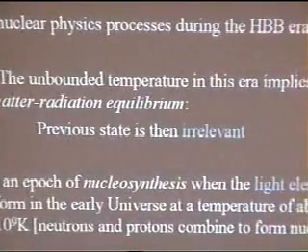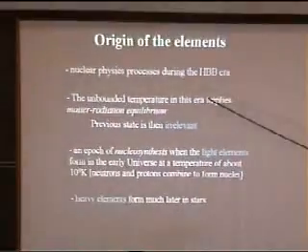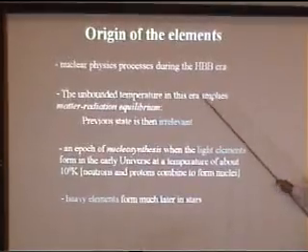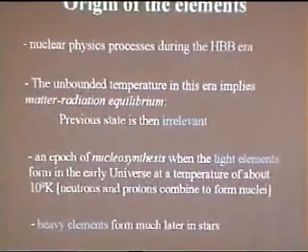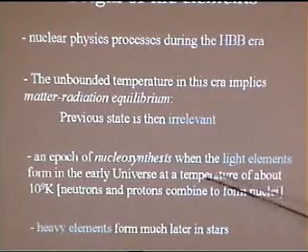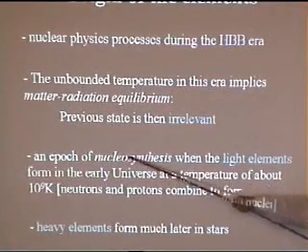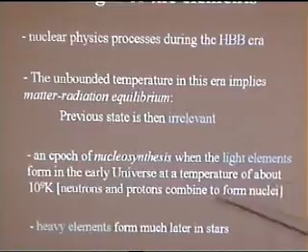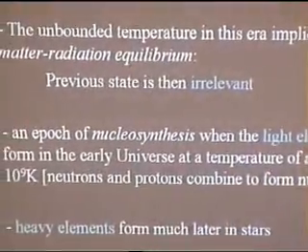Now, the origin of the elements: nuclear physics processes took place during this era at unbounded temperature, implying matter-radiation equilibrium, so that the previous state was irrelevant. And as we come through 10 to the 9th to 10 to the 8th degrees K, there's an epoch of nucleosynthesis when light elements form in the early universe, at about this temperature of 10 to the 9th.